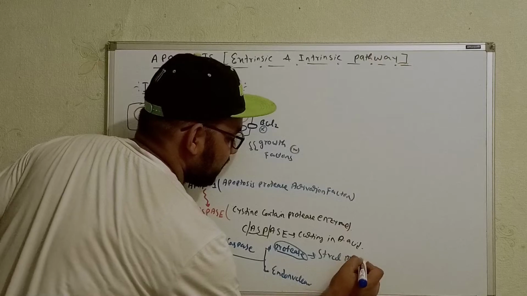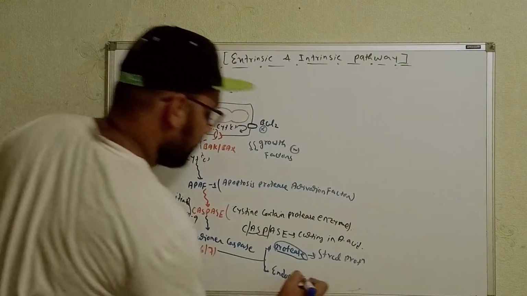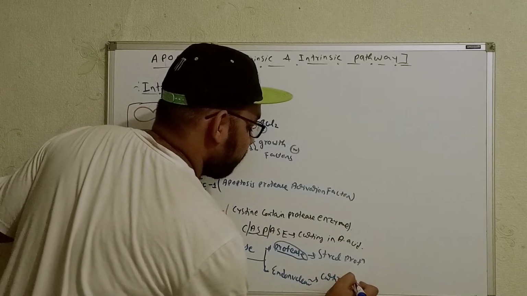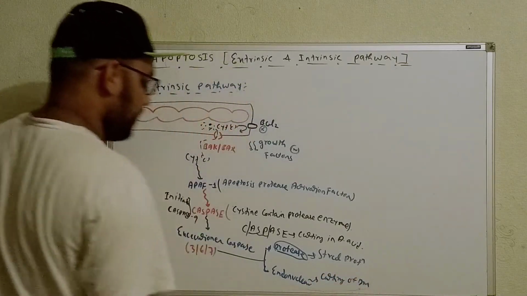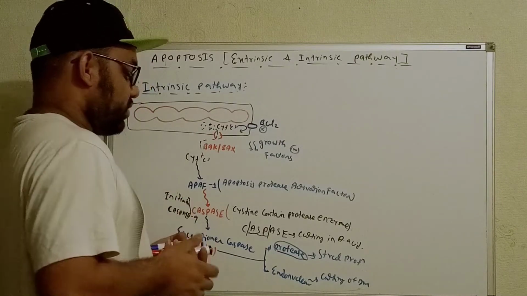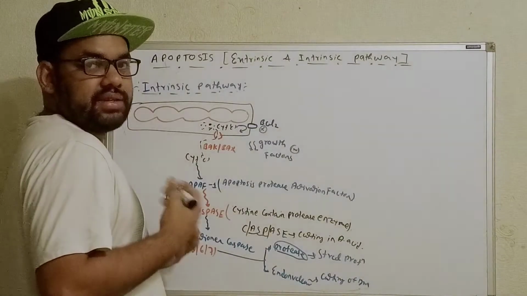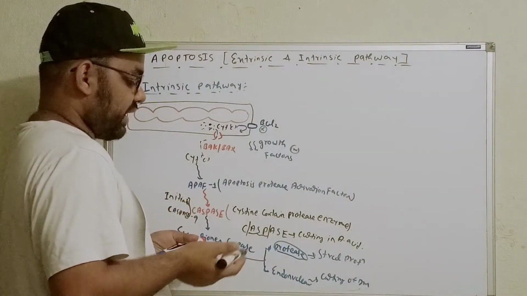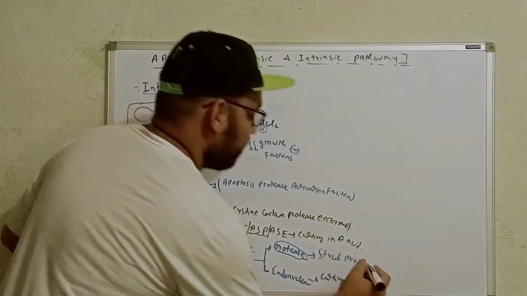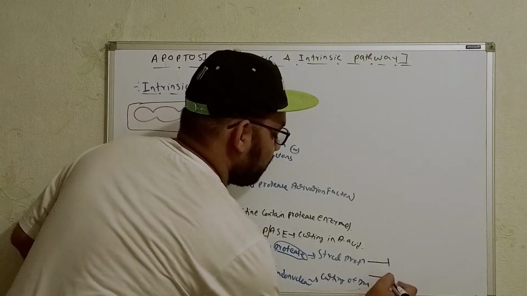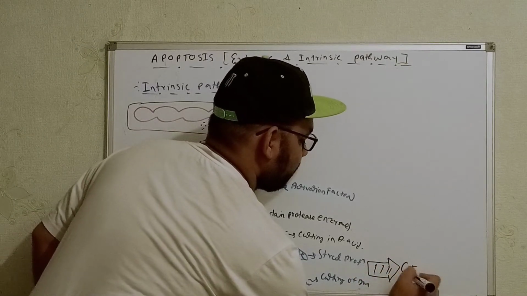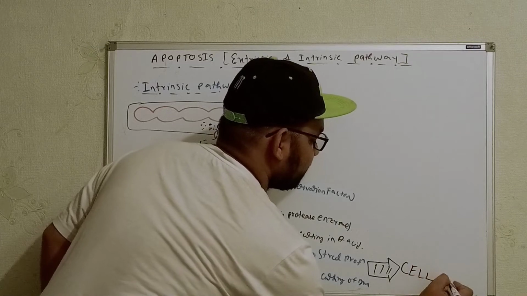Structural proteins. And what about the endonuclease? They cut the DNA. So as a result, whenever we see the structural proteins of the cells getting destroyed, along with the cutting of the DNA, there is no existence of the DNA, and ultimately there is no chance for the cells to survive. So ultimately we will see cell death over here. Okay, cell death.